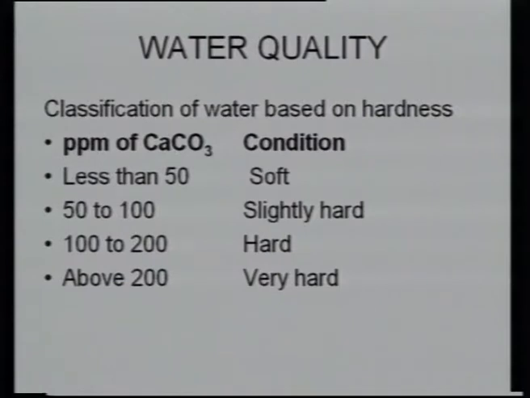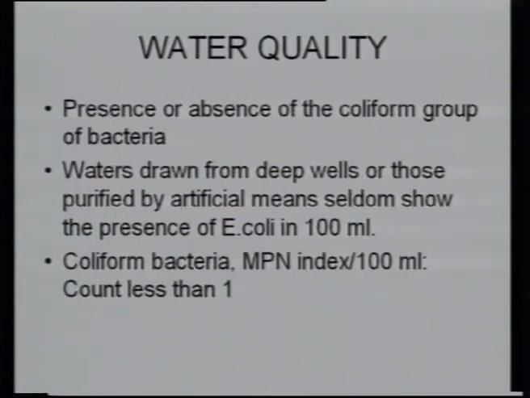If the calcium carbonate is less than 50 ppm, it is known as soft water. If the ppm of calcium carbonate is above 200, it is very hard. So for plants or for these things, the calcium carbonate content should be less. This was about the chemical aspect. They would say the hardness is there, and I mentioned you should use potable water.